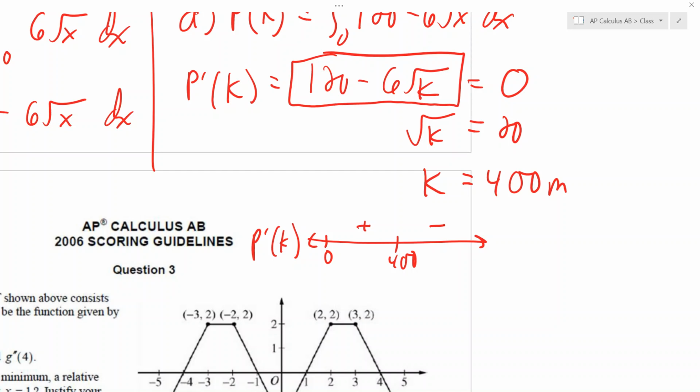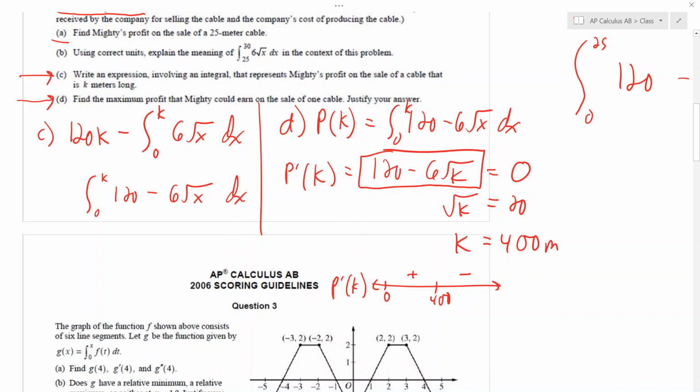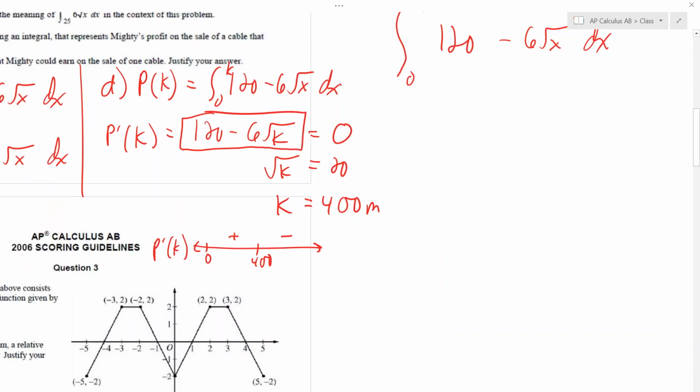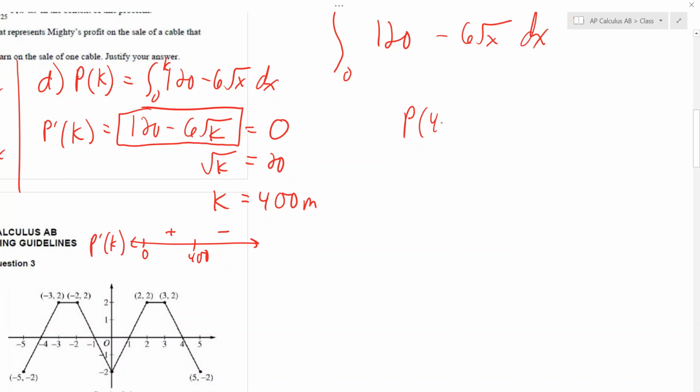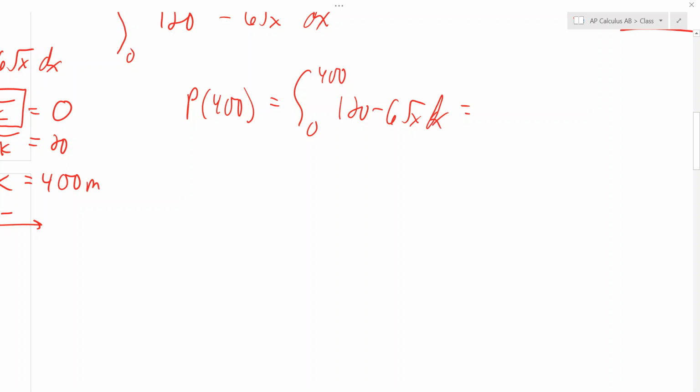Okay? So, now we need to write a sentence. What's the question say specifically? The max profit. Oh, we actually have to find the profit at 400. Cool. So we have to find P of 400, which is the integral from 0 to 400 of 120 minus 6 root x dx. Is that okay? I don't know what that is. I think was it 16,000 or something? What is that? Is it 16,000? So you have to find that. It asks you to find that. Okay? And then you write those sentences.